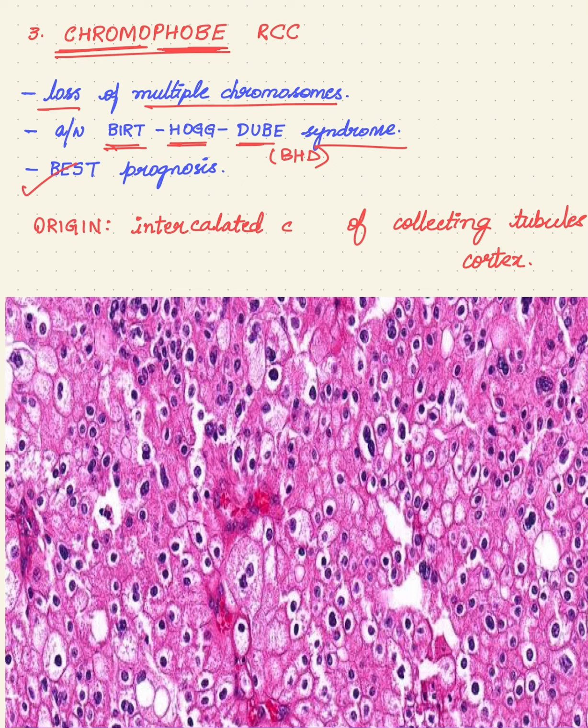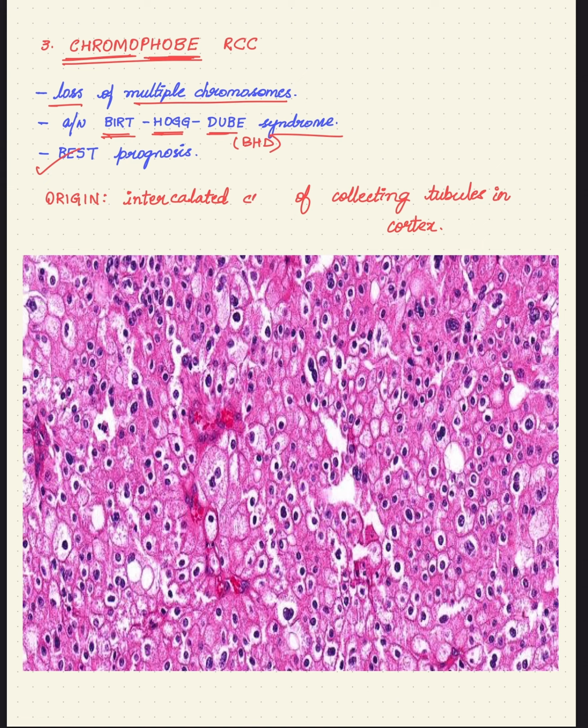It arises from the intercalated cells of the collecting tubules in the cortex. Collecting tubules are present in the cortex. From there, it arises from the intercalated cells.